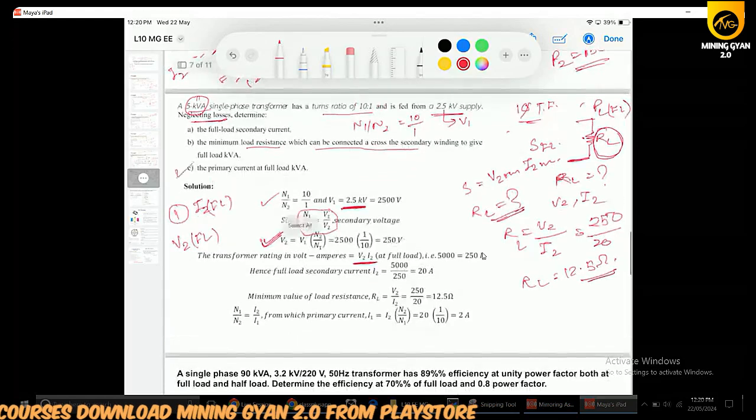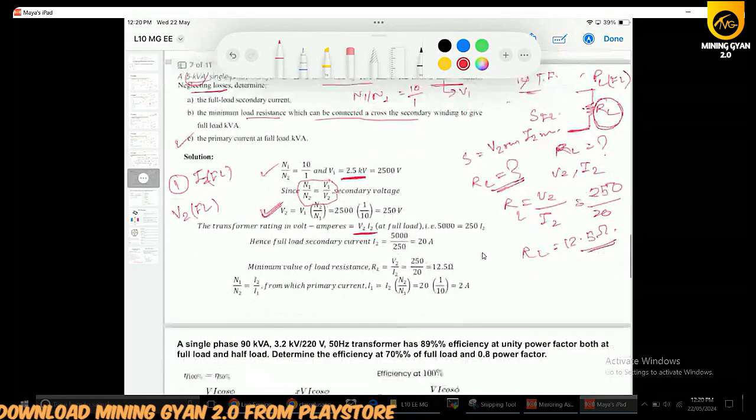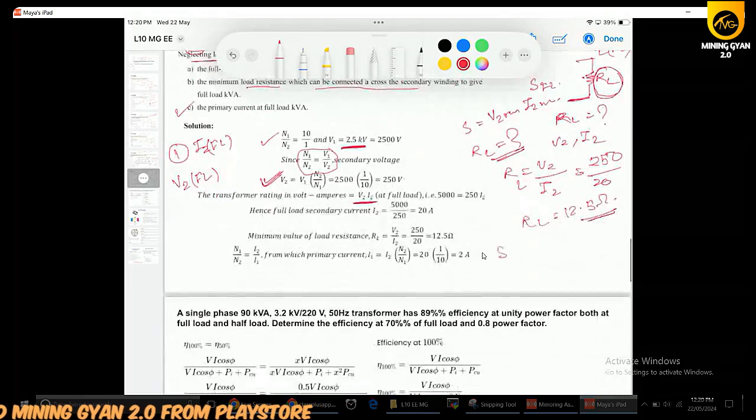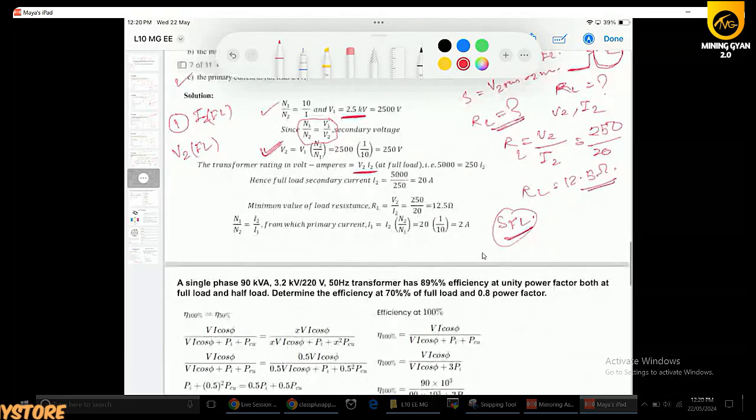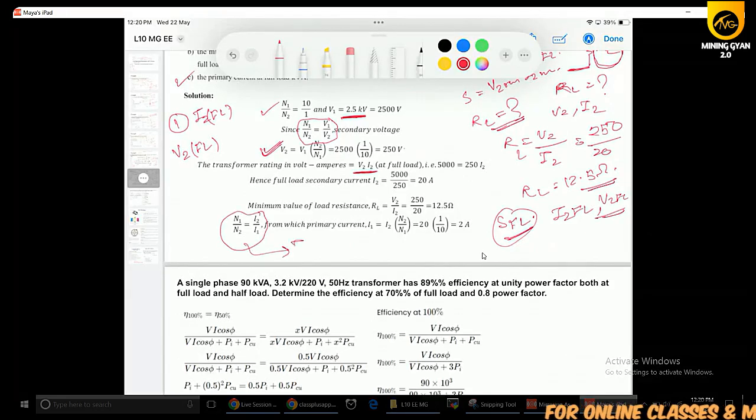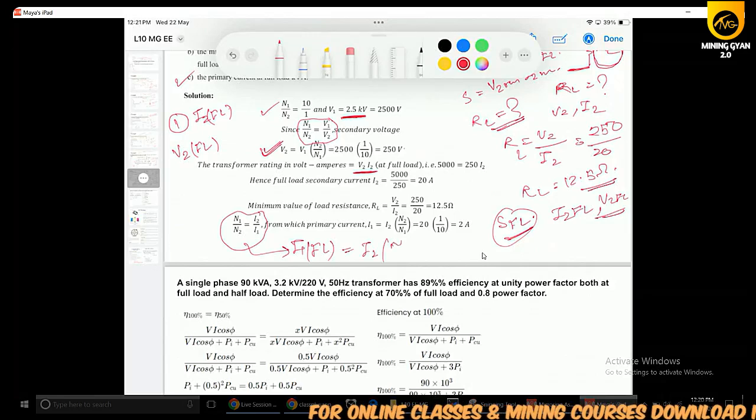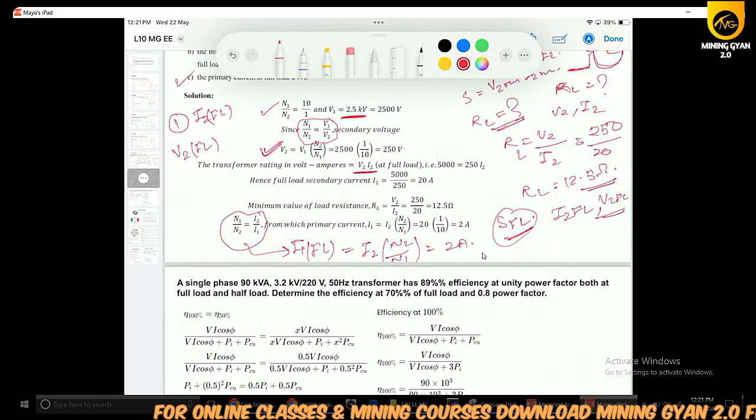Next, what is the primary current at the full load kVA? At full load kVA, S is the full apparent power. It is consuming full load apparent power. So I2 will be full load, V2 will be full load. Already you got these two values. Then using this relation, you can calculate the I1 full load, or the rated current taken from the supply, and that will be I2 into N2 by N1, and that will be 2 ampere of current. These are the answers.